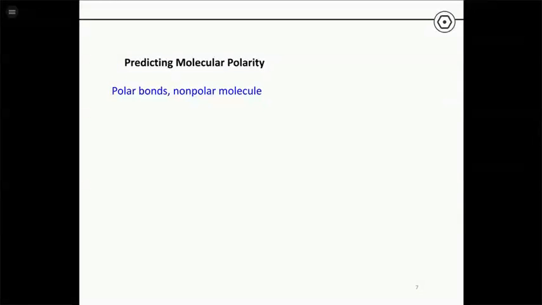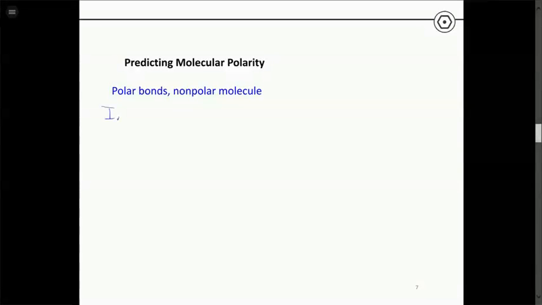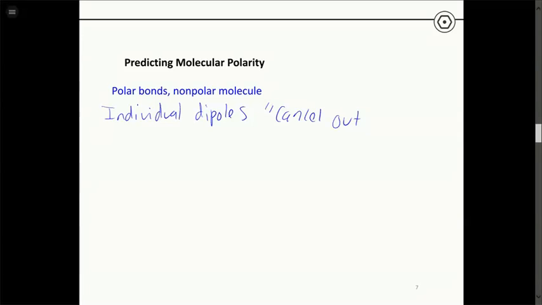What happens in this situation is that each individual bond has a dipole associated with it. So there are individual dipoles on the bonds. It's not that what we learned in Chapter 3 is invalid here. The bonds themselves are polar, but these individual dipoles cancel out to give a molecule that is nonpolar.